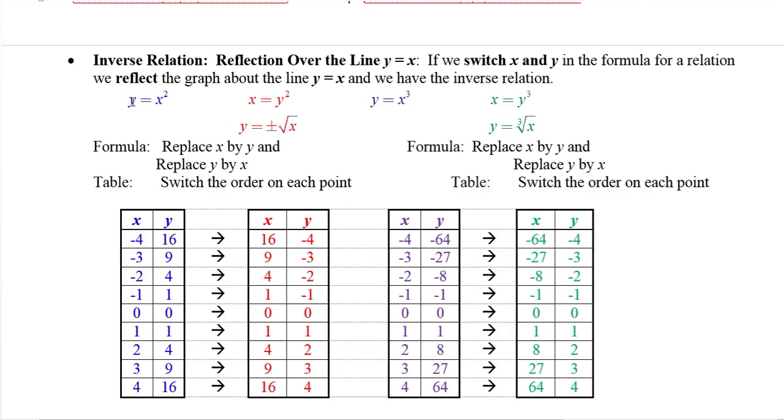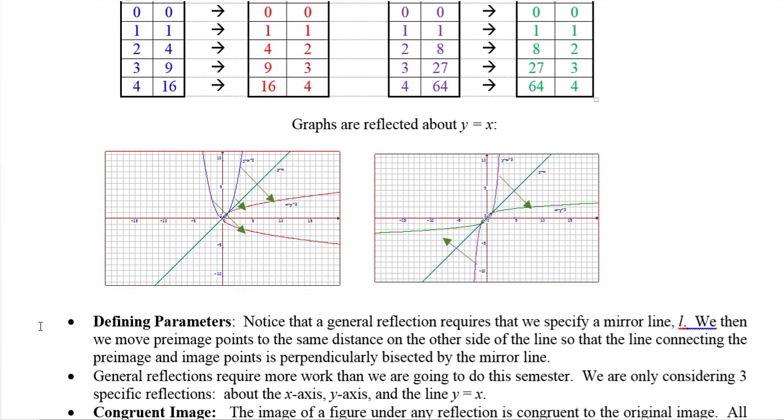Okay, so you take y equals x squared and switch x and y, you get x equals y squared. Now to solve that for y, it takes two equations, y equals square root of x or y equals the opposite of square root of x. You need both of those. So notice what we're doing here is from pre-image to image, we're just taking the x and y and swapping them. And what this does graphically is it reflects over the line y equals x. And so this line connecting pre-image and image point is perpendicularly bisected by the line y equals x.